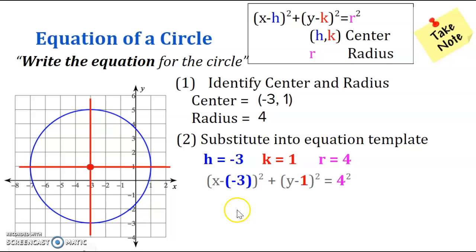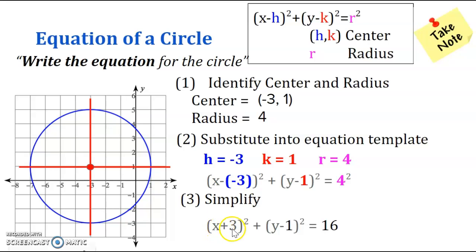Okay, so again, then you simplify this equation, and when you see a negative of negative, or subtract negative, then that can be changed to plus, so it becomes (x plus 3) squared plus (y minus 1) squared is 16.